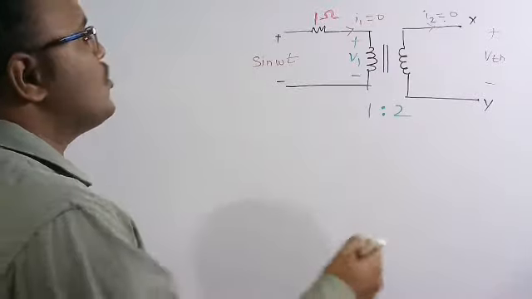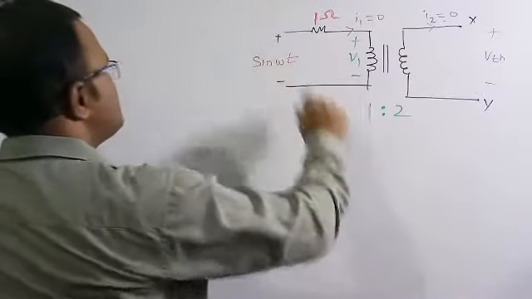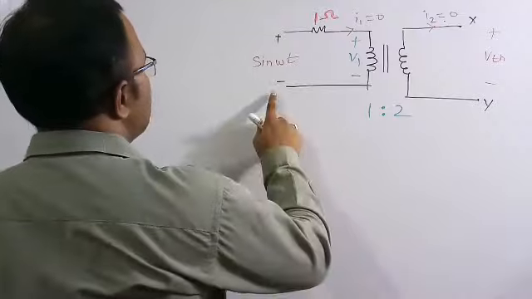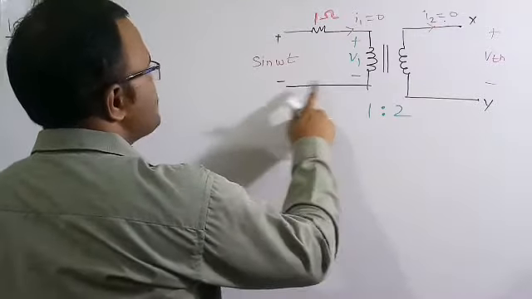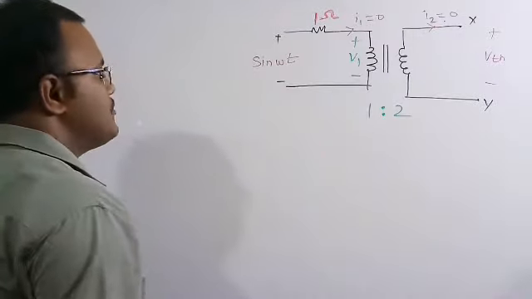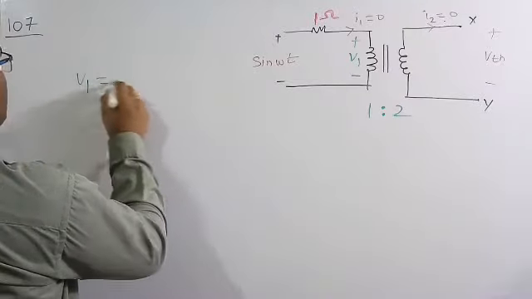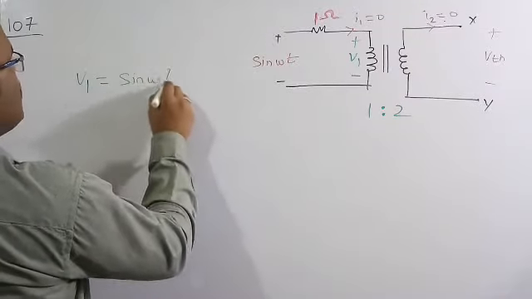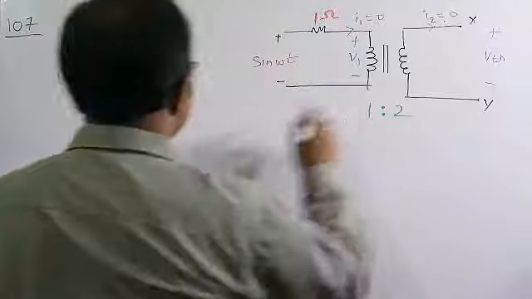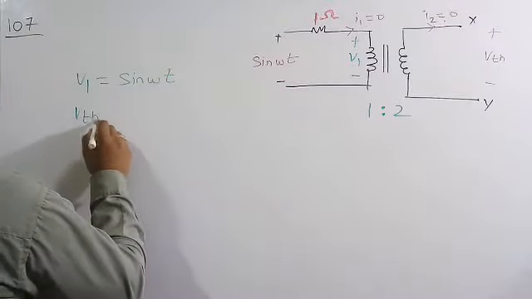So therefore, there is no drop of potential across this 1 ohm. So therefore, the input supply voltage has to be equal to the induced voltage. So therefore, V1 is equal to sin omega t. So we need to figure out what is the Thevenin voltage.